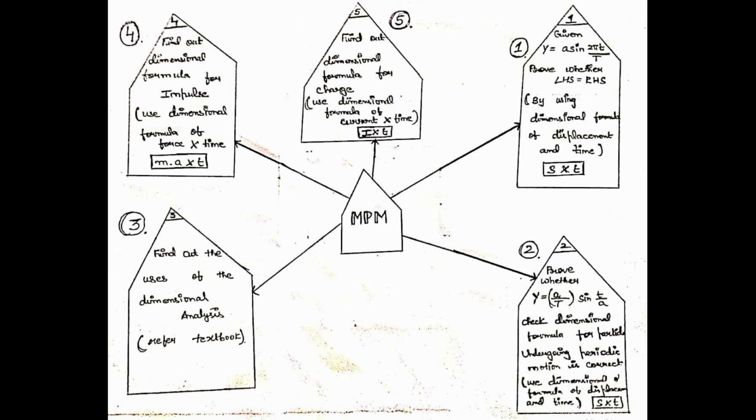Third, find out the uses of dimensional analysis. For this answer, you may refer to the textbook. Fourth, find out the dimensional formula for impulse. For finding the dimensional formula of impulse, you may use the dimensional formula of force multiplied by time. Fifth, find out the dimensional formula for charge. For this, you can use the dimensional formula of current into time. By calculating these both, you may get the dimensional formula of charge.